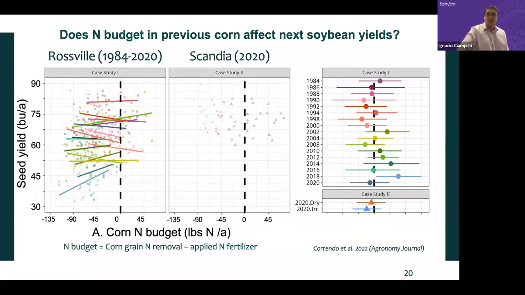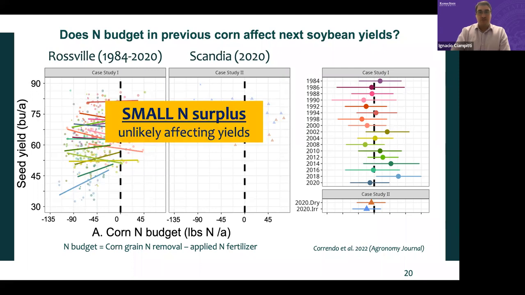And same on the budget. So we calculate in different ways: if we have a positive balance, more nitrogen left behind, do we see any effect? And then again, in many situations here, we're presenting the historical data in case one and the study that we did in that location. And in many situations, even in situations where we are leaving more nitrogen in the soil, we're not seeing a negative effect on soybeans.